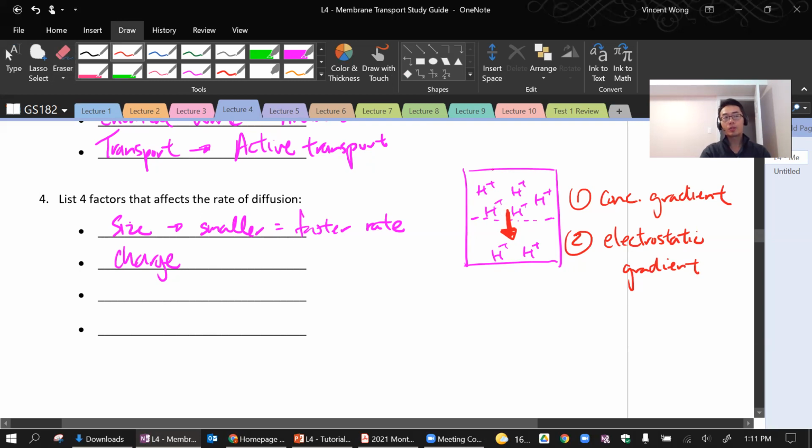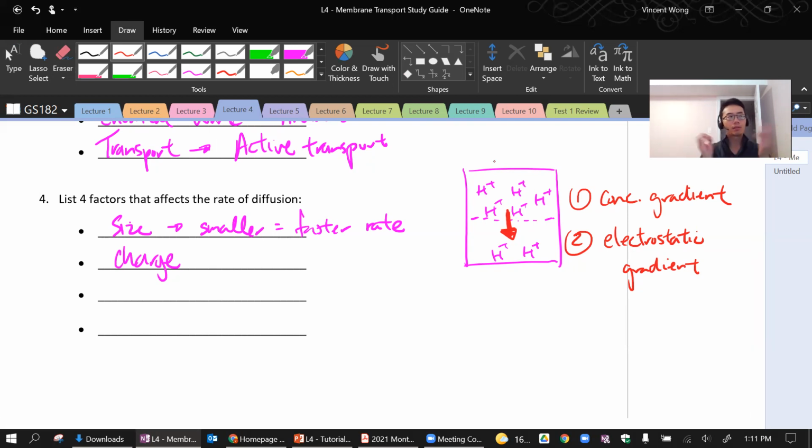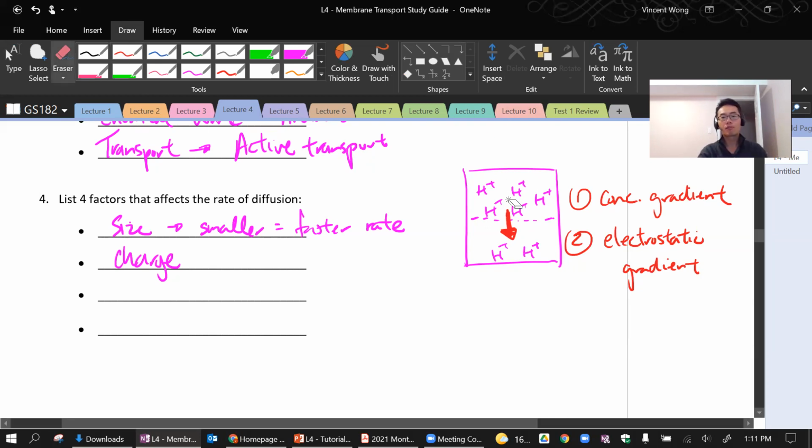Like charges repel each other. Okay? If you have a lot of positive charges close to each other, they don't like to be that way. So they will push away from each other as much as possible. So that pushing force will cause some of the H plus to move away. Okay, so if the charges are like charges, then that will speed up diffusion.